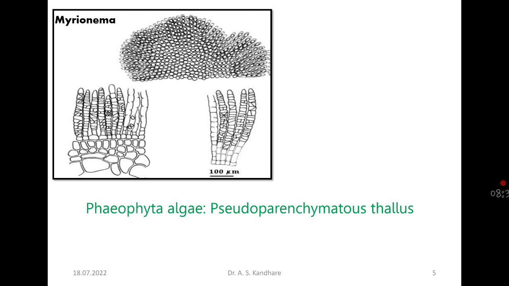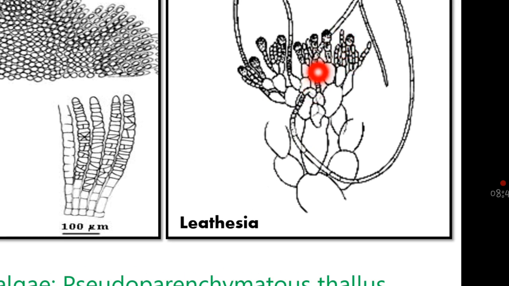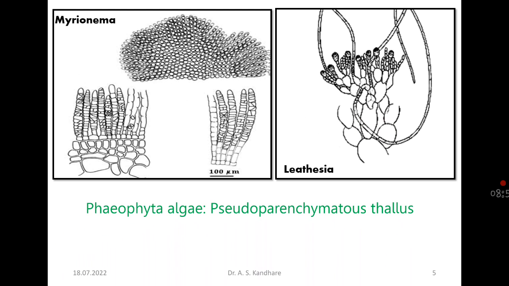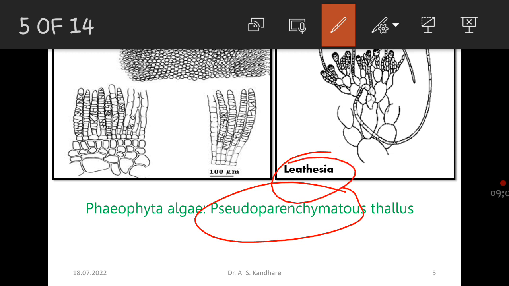Okay, this is also brown algae. Another example is Lithaceae. This is also brown algae. Here you will find that the thallus consists of elongated cells and it is called pseudo-parenchyma. So pseudo-parenchymatous cells are there, isn't it? This is an example of pseudo-parenchymatous thallus where you will find parenchyma cells are elongated and hence it is called pseudo-parenchymatous thallus. Example is Lithaceae and this is Marionema.